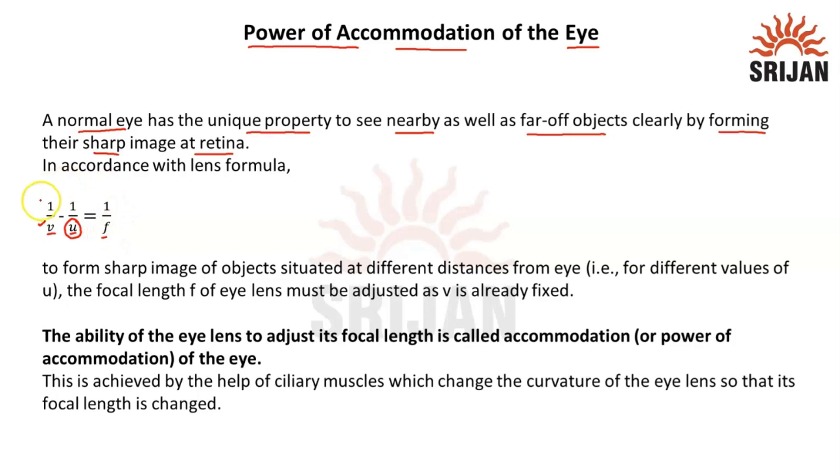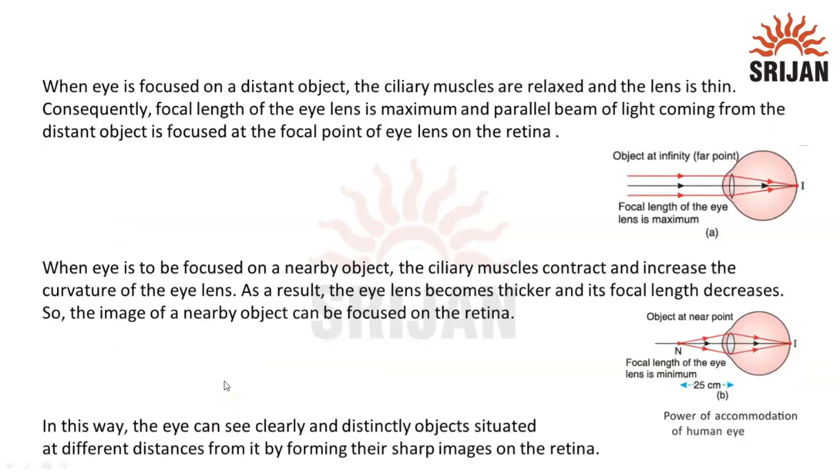Then what needs to change to balance this equation? It is the focal length. That is, the focal length of the eye lens needs to keep changing in order to ensure that a sharp image is formed at the retina. And this ability of the eye lens to adjust its focal length is known as the accommodation or power of accommodation of the eye. This is actually achieved with the help of ciliary muscles, which change the curvature of the eye lens so that its focal length is changed.